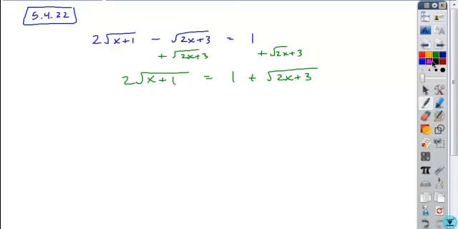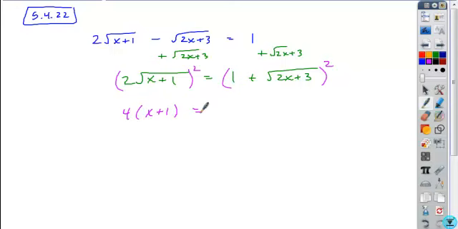Okay, so when I look at this, if I could divide every term by a 2 and not leave a fraction, I would do that. However, I can't. So I'm just going to leave it right where it is when I square this to get rid of my radical. Okay, so here I'm going to square the 2, square the root, which cancels with the power, leaving just the base x plus 1.